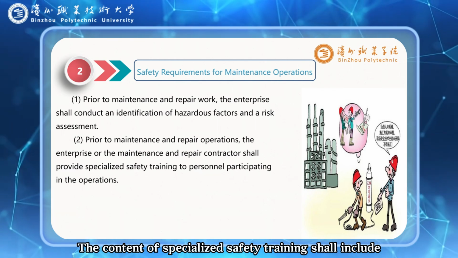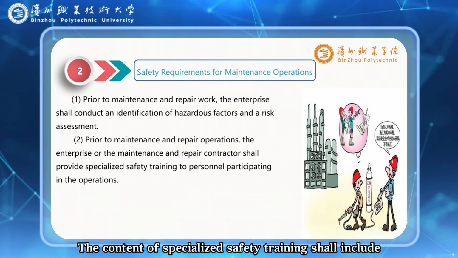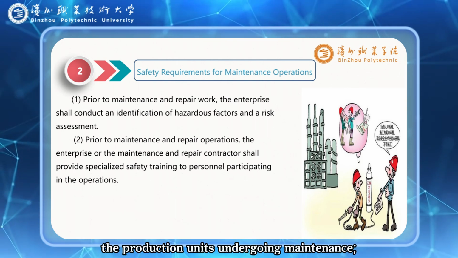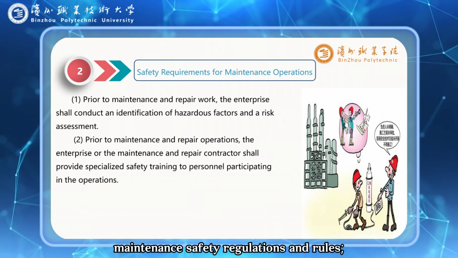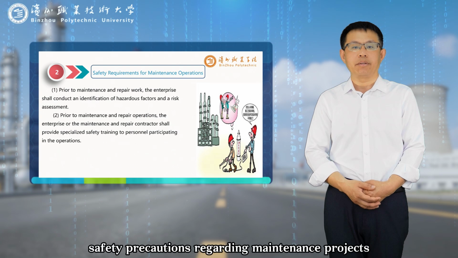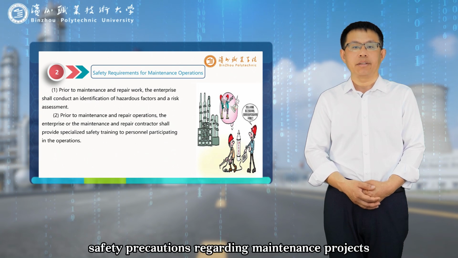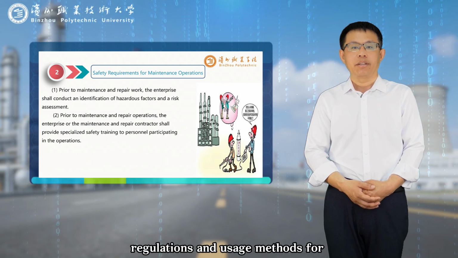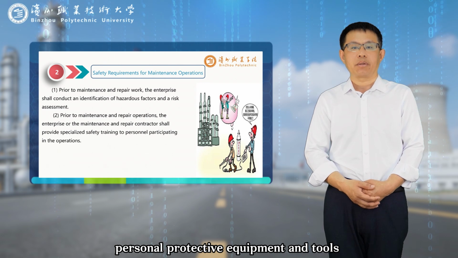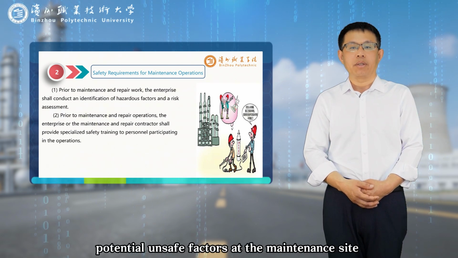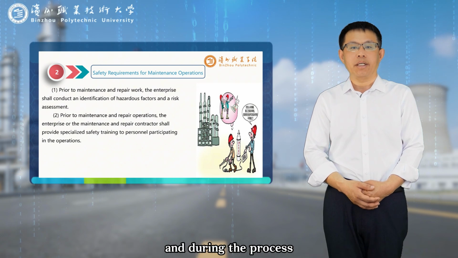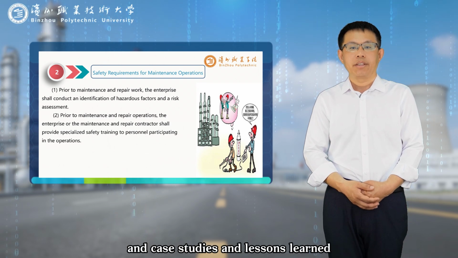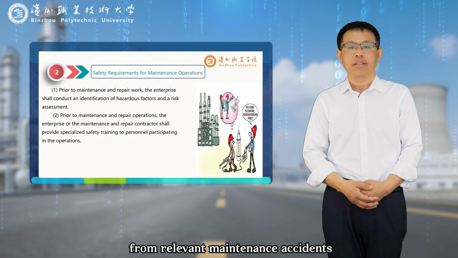The content of specialized safety training shall include, at a minimum, the process and production characteristics of the production units undergoing maintenance, maintenance safety regulations and rules, safety precautions regarding maintenance projects, tasks, maintenance plans, and safety measures, regulations, and usage methods for personal protective equipment and tools during maintenance operations, potential unsafe factors at the maintenance site and during the process, along with corresponding countermeasures, and case studies and lessons learned from relevant maintenance accidents.